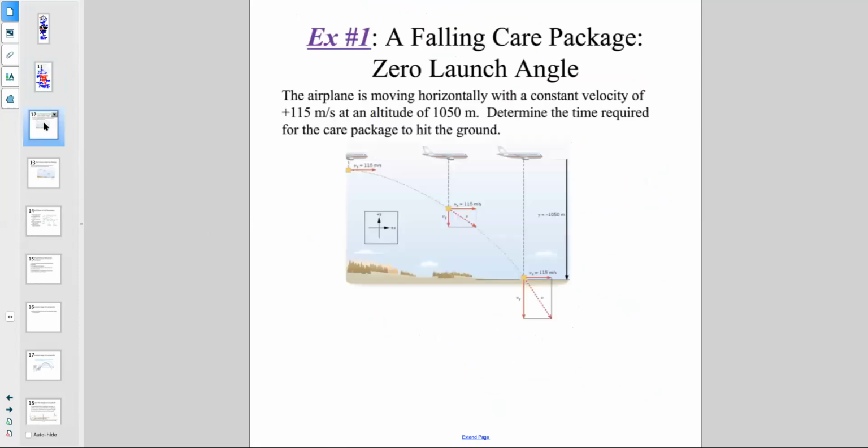Let's actually get to solve some examples here. So example number 1, a falling care package, 0 launch angle. An airplane is moving horizontally with a constant velocity of plus 115 meters per second at a height of 1,050 meters above the ground. Determine the time required for the package to hit the ground.